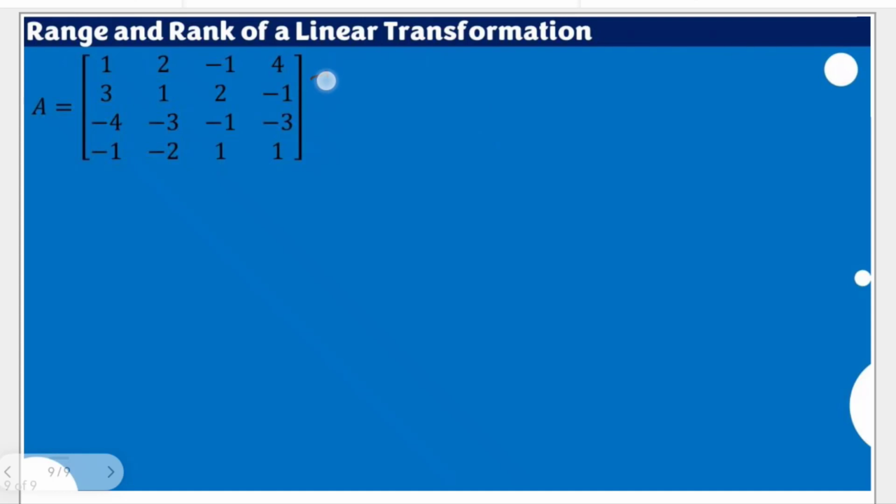First, multiply -3 to row 1 plus row 2 to get a new row 2. Then multiply 4 to row 1 plus row 3 for row 3, and then simply add row 1 and row 4 for your new row 4. We have here 1, 2, -1, and 4. And then what happens here is this.